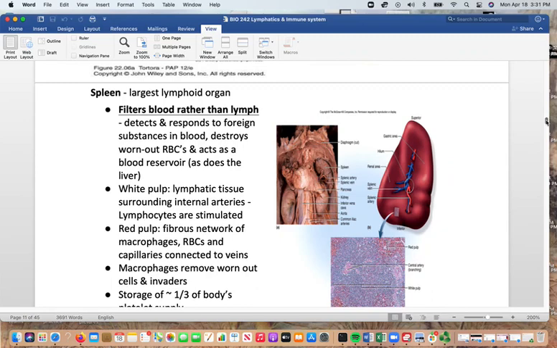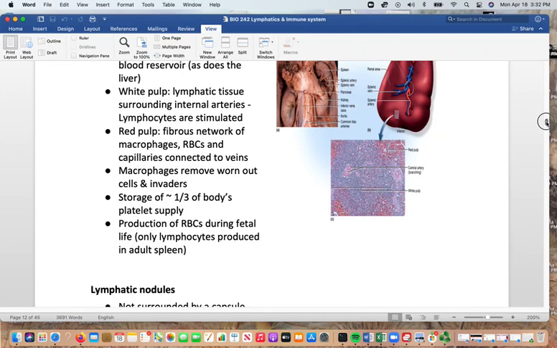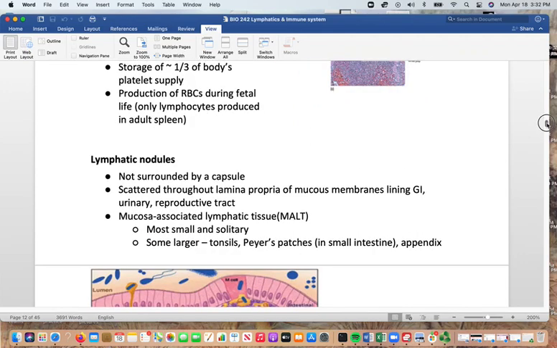And these will have your capillaries connected to the veins. So your macrophages are going to be part of that recycling. They're going to remove the worn out cells and invaders. The spleen will actually store about a third of the body's platelet supply. And then the production of the red blood cells during the fetal life will occur here. Only the lymphocytes are produced in the spleen as an adult. So you get more blood production in a fetus there.